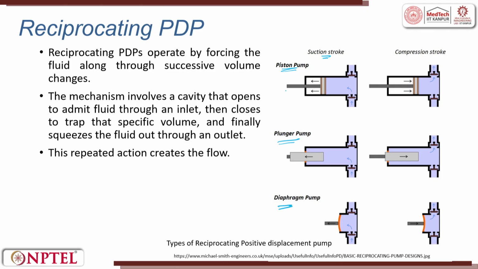You can also have a diaphragm type. In the diaphragm type, instead of a hard, fixed, solid line at the piston end, we can make it a little elastic, and then the fluid can flow inside and the fluid can flow outside. The reciprocating PDP operates by forcing the fluid along through a successive volume change. The mechanism involves a cavity that opens to admit fluid through an inlet, then closes to trap the specific flow, and finally squeezes the fluid out. So, this is in and this is out.